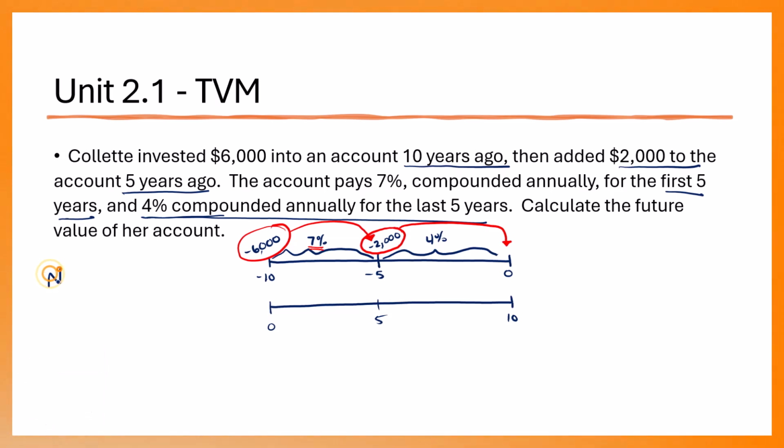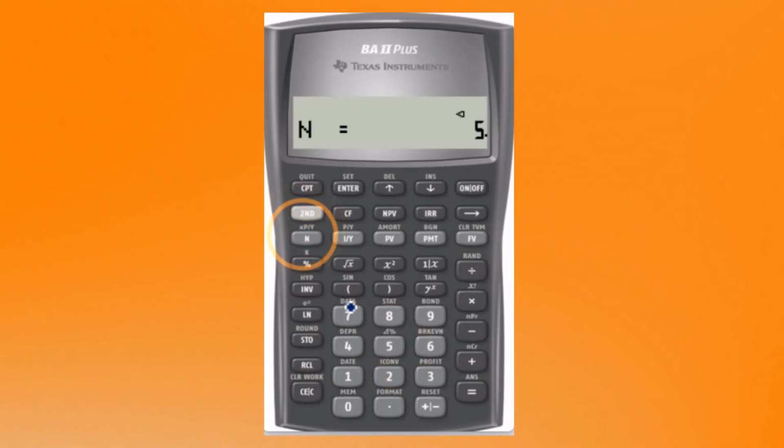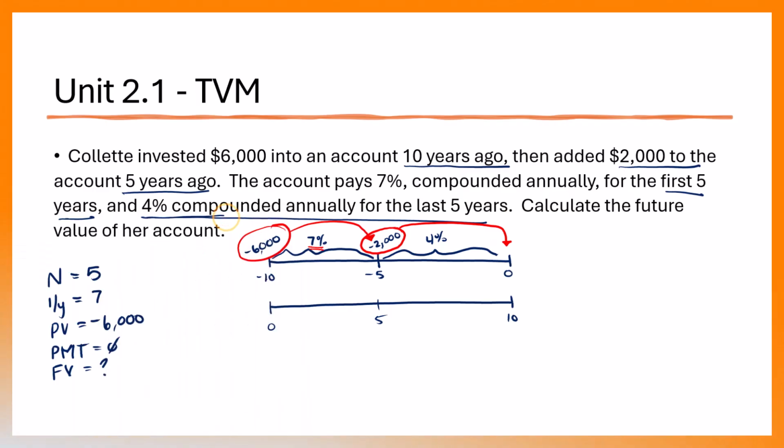So step 1, again, write my time value of money parameters down. I'm finding future value in this problem. So N is 5 because I'm shifting this cash flow at 7%, negative $6,000, no periodic payments, and I'm trying to find the future value of this account. We'll go 5 for N, 7 for IY, 6,000 for present value, 0 for the payment, compute future value, $8,415.31.